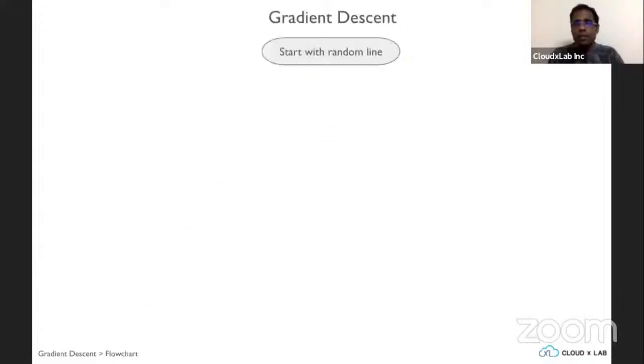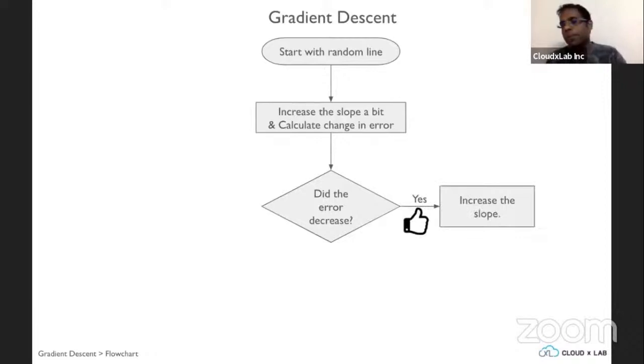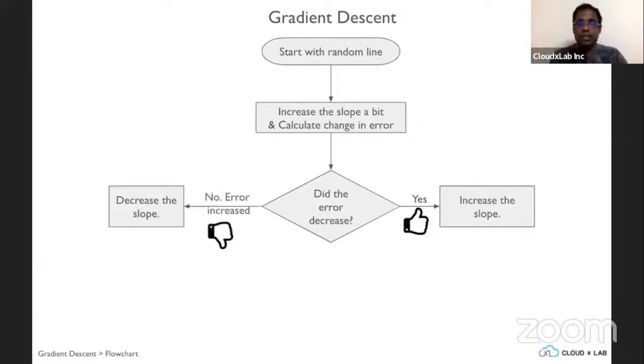So how does gradient descent work? If you want to put that into a flow chart, how would it look? You would start with a random line, and you would say increase the slope a little bit and calculate the change in error. Then you would ask, did the error decrease? If the error has decreased, then increase the slope. Error decreased every time I increase slope, so let us just keep increasing slope. But instead, if the error is increasing, let us decrease slope.